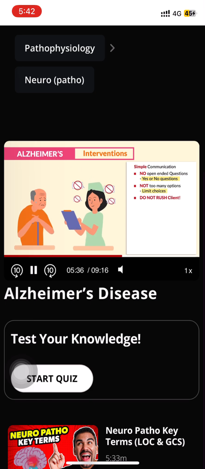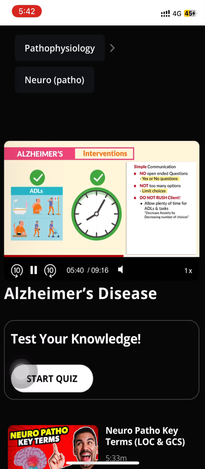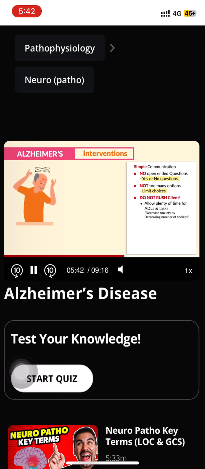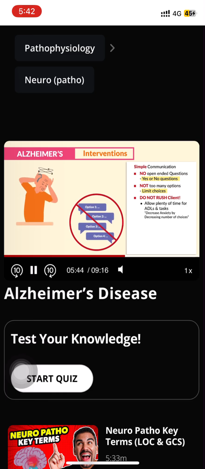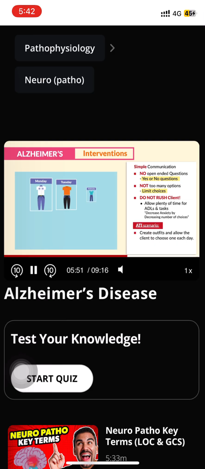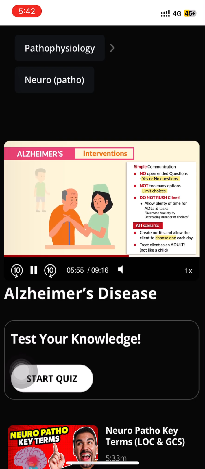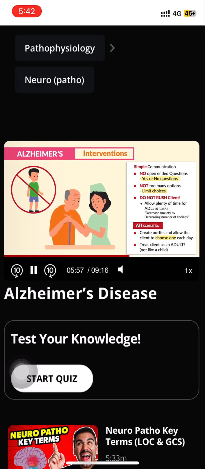And then do not rush the client. Allow plenty of time to complete ADLs and other tasks. This will help decrease anxiety by decreasing the number of choices and being patient. So ATI mentions a scenario where you create outfits and allow the client to choose one each day. And ATI also mentioned that you have to treat the client as an adult, not like a child.